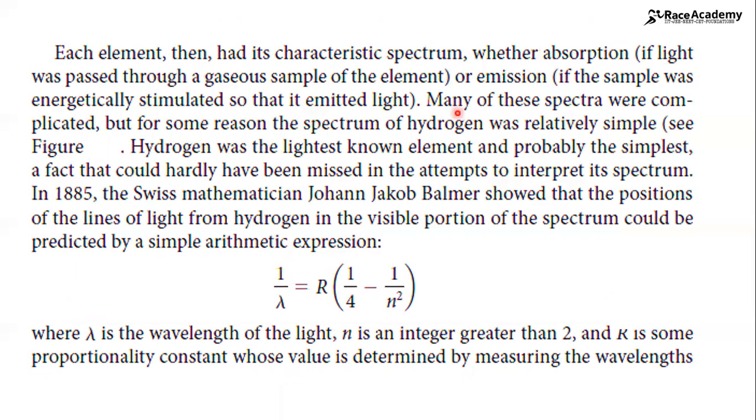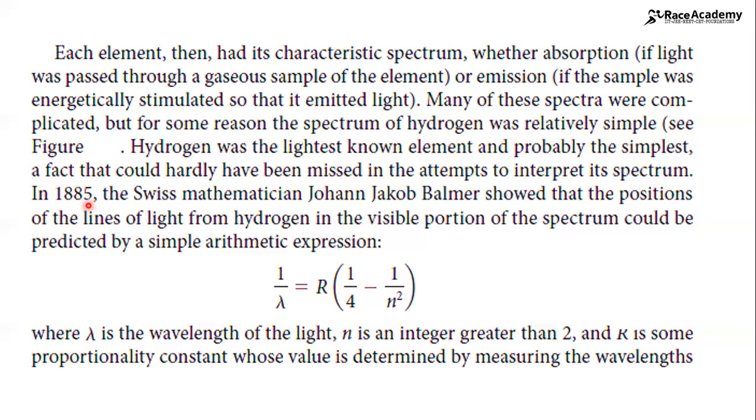Many of the spectra were complicated, but for some reason the spectrum of hydrogen was relatively simple, because it has one electron. Hydrogen was the lightest known element, probably the simplest, a fact that could hardly have been missed in the attempts to interpret its spectrum.